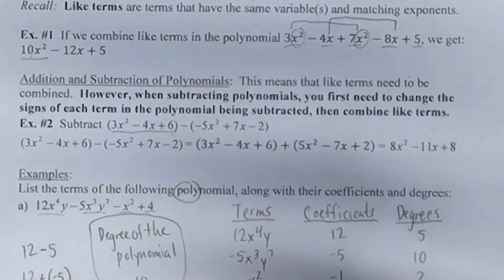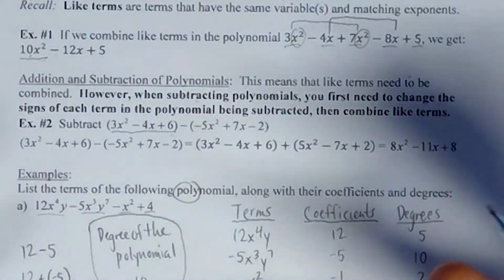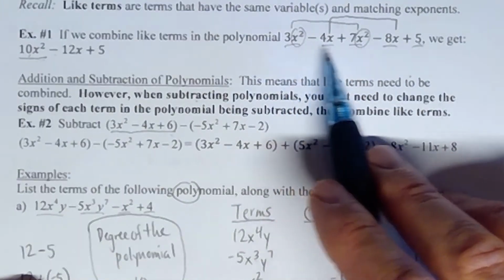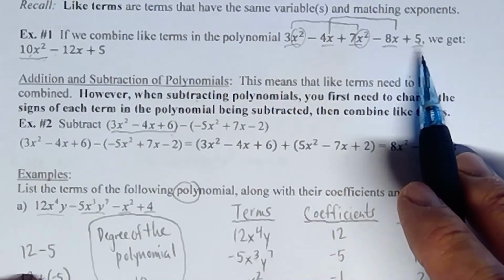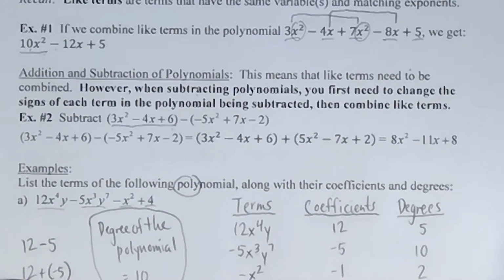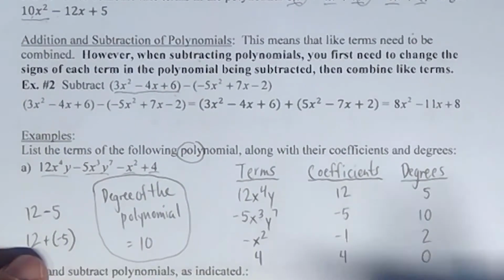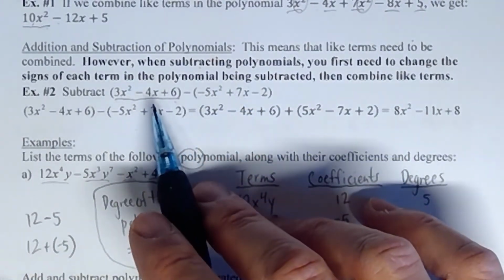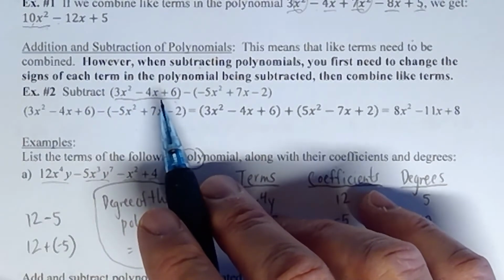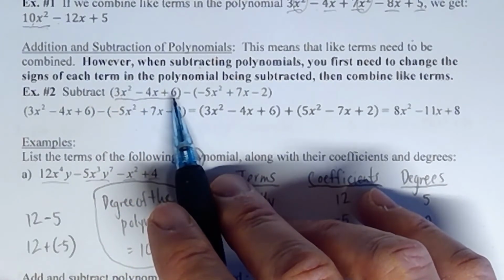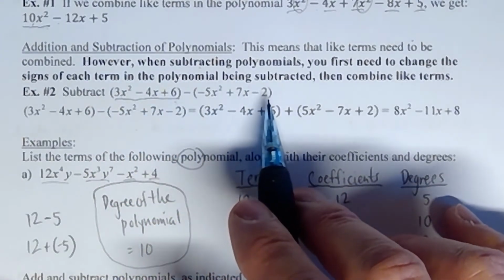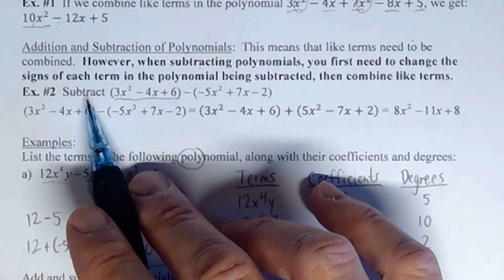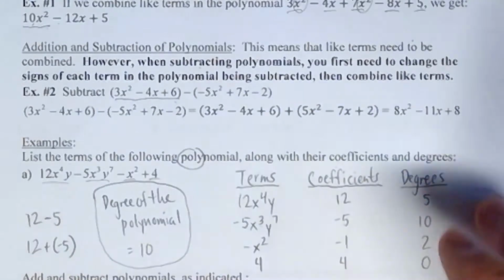Combining like terms is what you oftentimes do when you have just a polynomial, just a bunch of terms being added and subtracted. Another type of situation, however, as you'll see down here in this problem, is that you have a polynomial in a bracket, a polynomial in another bracket, with a minus sign in between, which means that you're subtracting the two brackets when it's written like that.